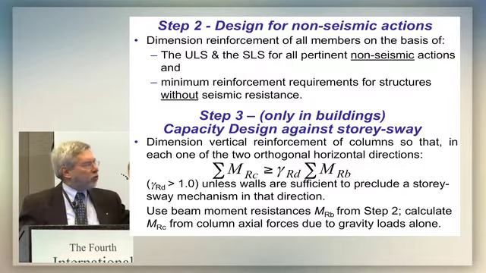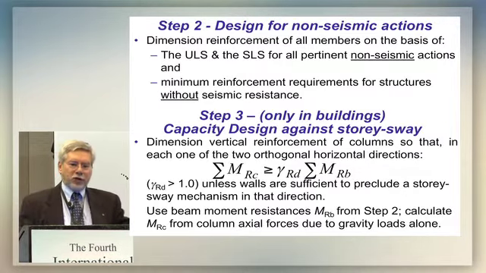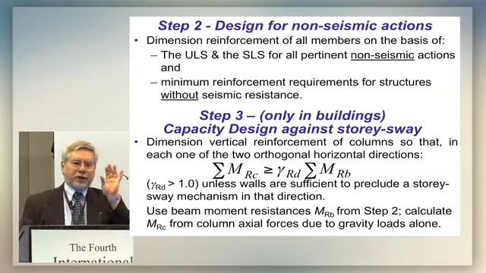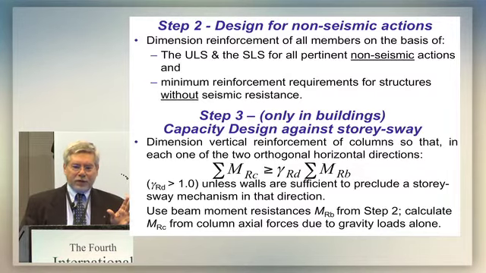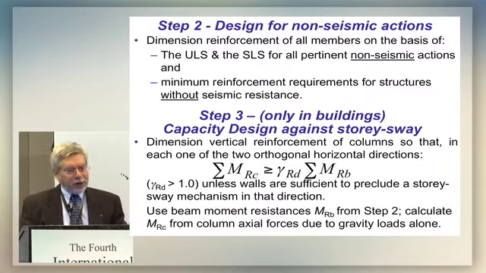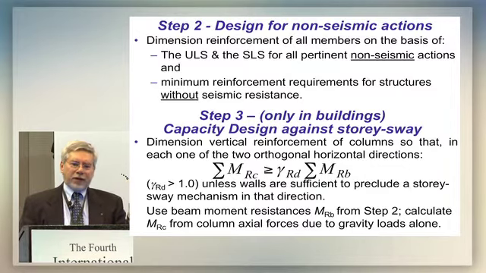Second, we do dimensioning for ultimate limit state and serviceability limit state for all non-seismic actions. And we arrive at a certain amount of reinforcement, including minimum measures for those actions. If we are talking about a building, we make sure that the columns are stronger than the beams in frames to avoid soft story mechanisms.